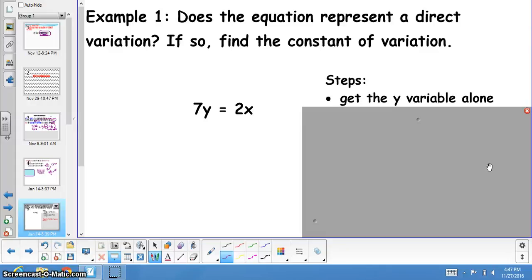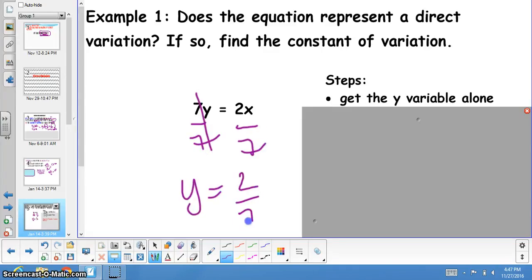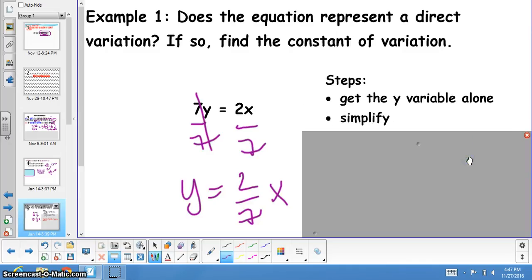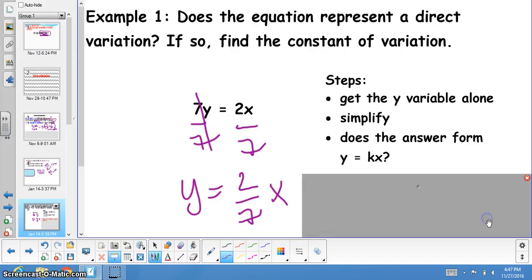Is that y alone? No, it is not. Why not? Because there is a 7 with it. So we need to get it by itself by dividing. Y equals 2 over 7x. Simplify. That's the second step. I don't need to. I'm done. And the last, does the answer form look like this? Y equals kx. Well, let me go see. Y, yes, equals, yes. K, the unit rate, yes. X. That equation does represent direct variation, and the constant of proportionality, also known as the slope, is 2 over 7. It is that simple. Let's look at another example.